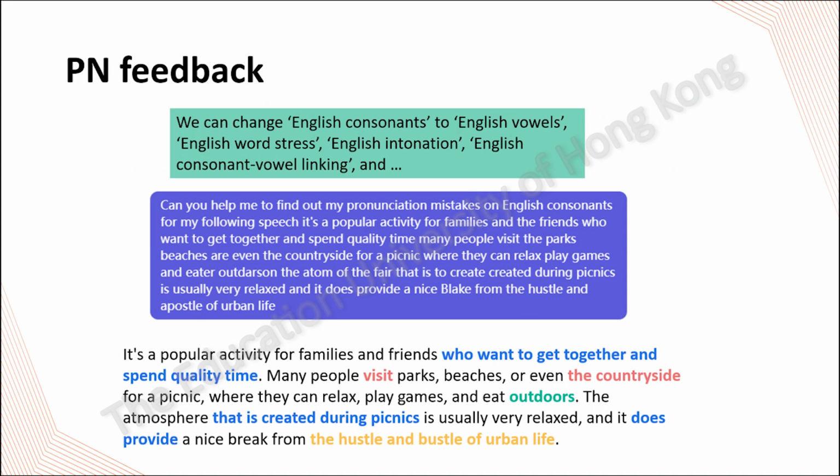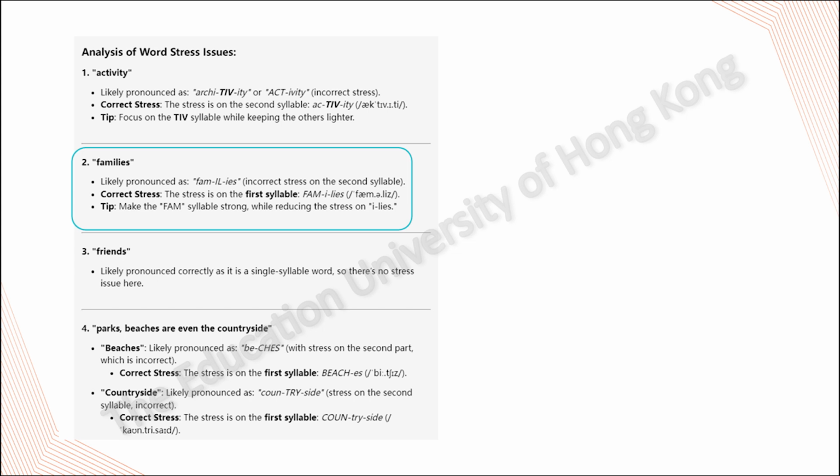We can also change English consonants in the previous prompt to English vowels, English word stress, English intonation, English consonant vowel linking, and so on. Here is the feedback that I received. ChatGPT on Po pointed out potential errors on English word stress.